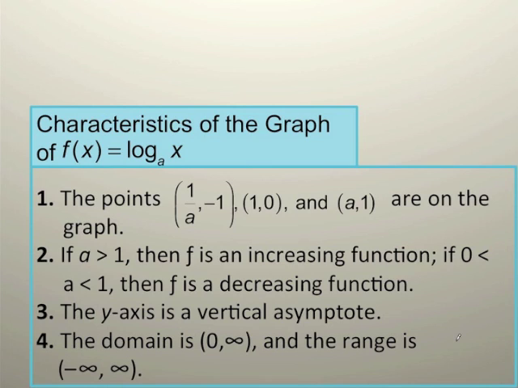So the characteristics of a graph of a log function: the points (1/a, -1), (1, 0), and (a, 1) are on the graph. If a is greater than 1, it's an increasing function shaped like this. If a is between 0 and 1, it's a decreasing function, this way. The y-axis is a vertical asymptote. The domain is positive numbers from 0 to infinity, and the range is all real numbers.